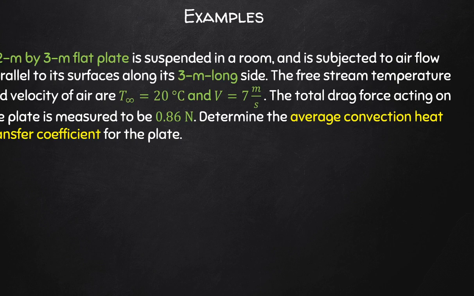In this example, we are told that we are dealing with a flat plate and that air flows along the longer side of the flat plate of 3 meters. Okay, so it's 3 by 2, and the flow is on both surfaces. We are also given the temperature and the velocity of the bulk fluid, along with the drag force that is exerted onto the plate by the flow across both surfaces of the plate. We are then asked to determine the average convective heat transfer coefficient for this plate.